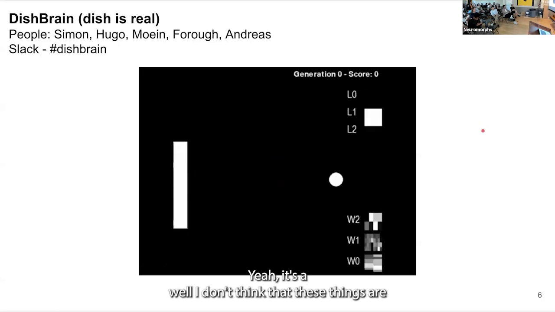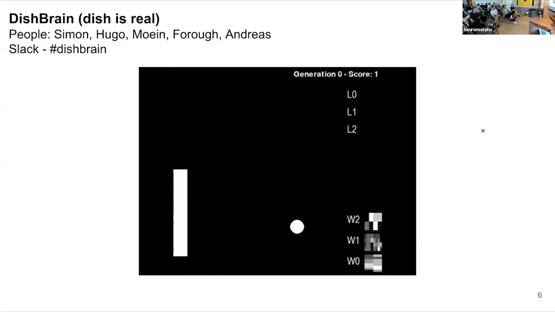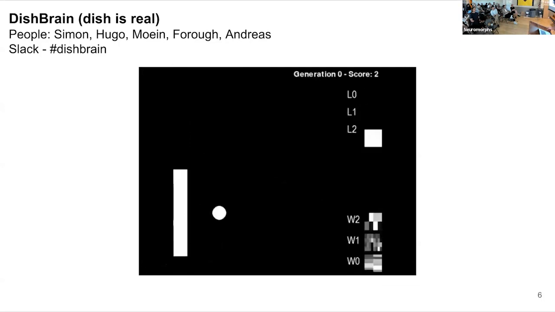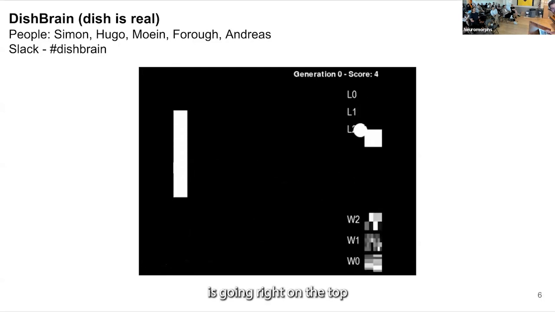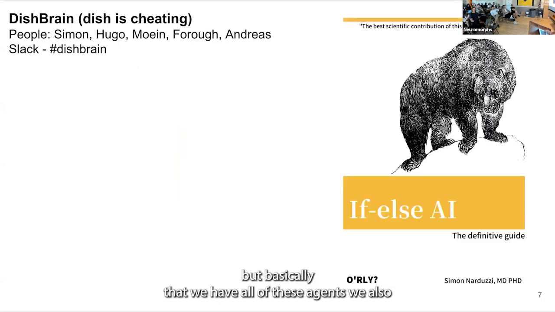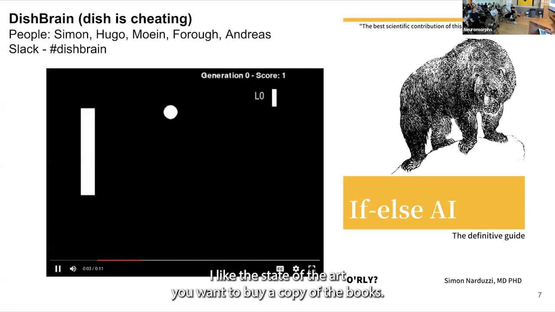Yeah. I don't know if the dish brain is a 3-layer multi-layer perceptron, but this is what we model, right? Dish brain is back. Is Conrad on the meeting? No, we're not. And basically, yeah, we had all of these agents. We also had the state-of-the-art.